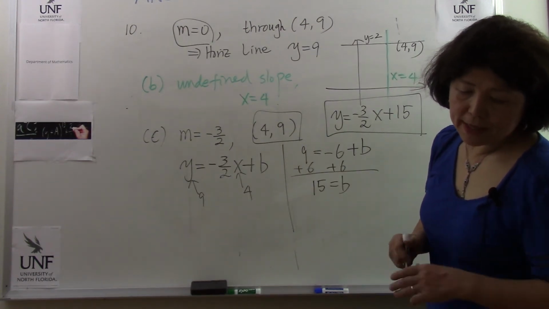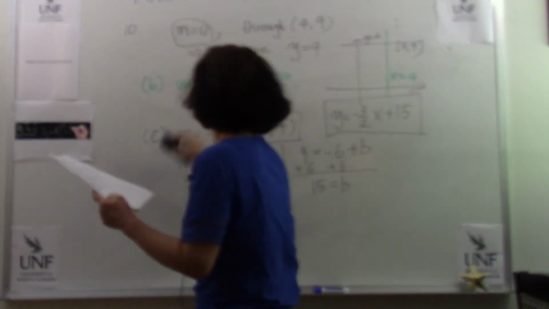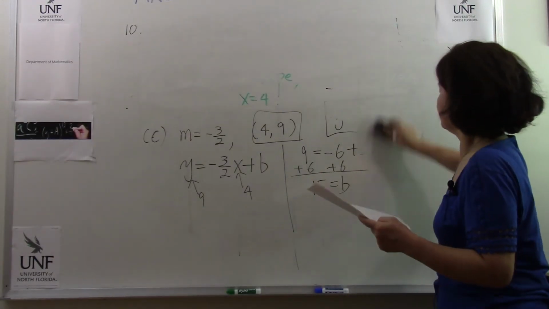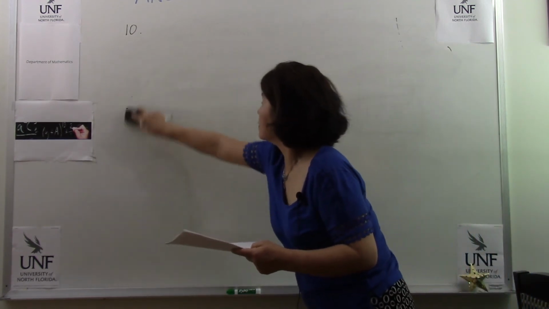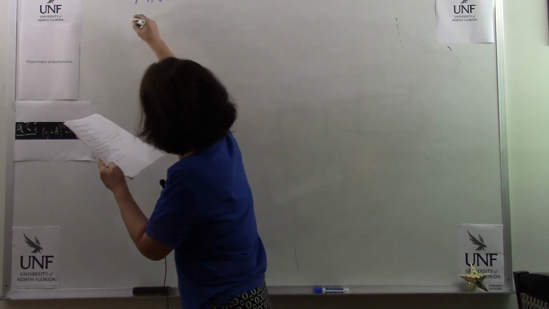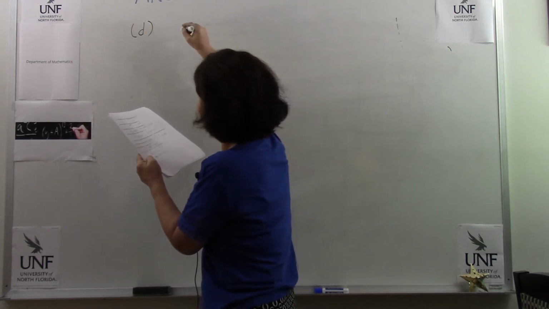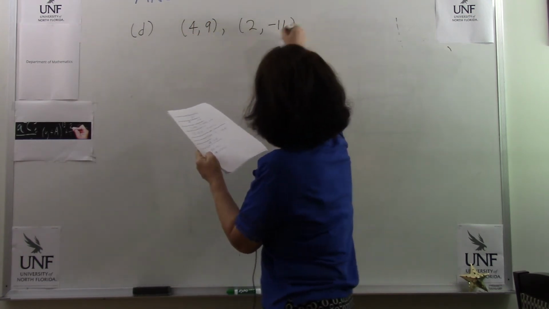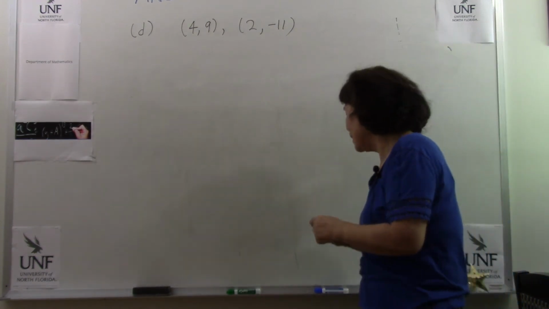The last one is, now we don't have any slope information. So that means we have to find the slope ourselves. Still number 10D. This time the line passes through 4, 9 and 2, -11. So, how do you find the slope?